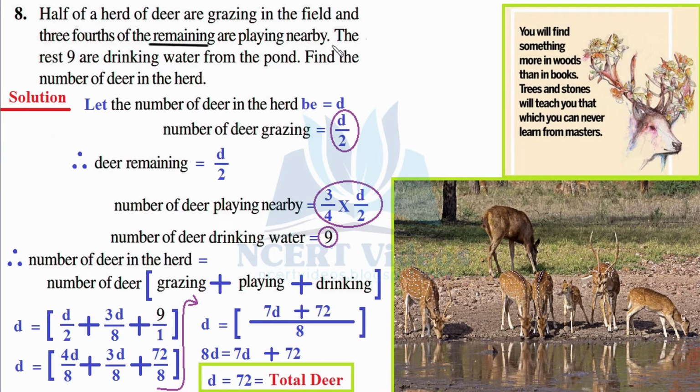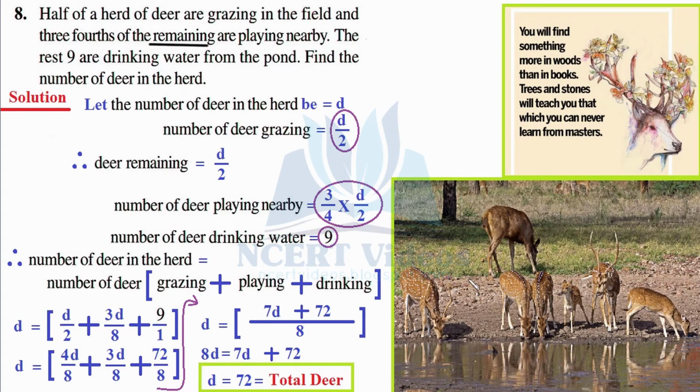So we have reached this far. Now let's study another statement. The rest 9 are drinking water from the pond. It's very straightforward. So we write the number of deer drinking water equals 9. And the hints are over. It says find the number of deer in the herd. So just visualize. Deer in this herd are doing 3 activities. Some are grazing, like this deer. Some are drinking water, like these deer. And some are playing, which are not shown in this scene.